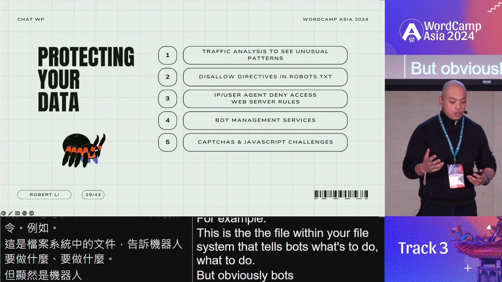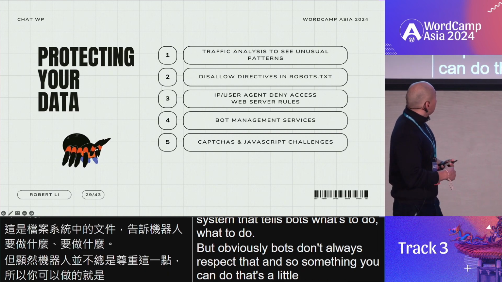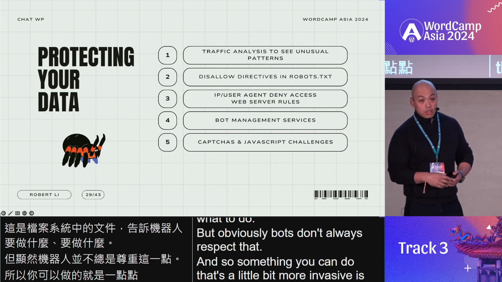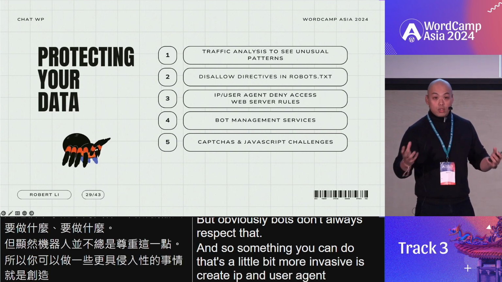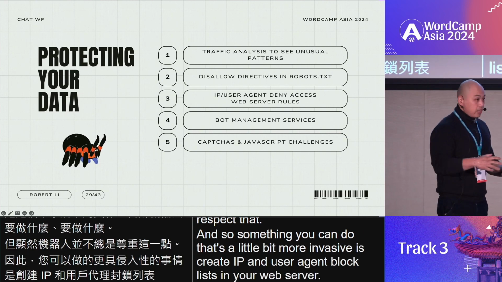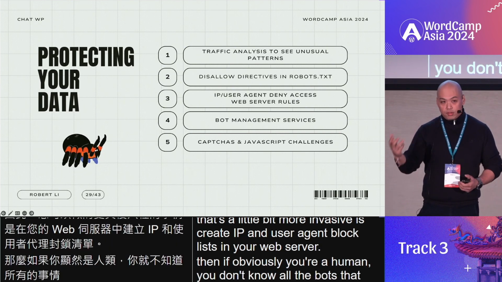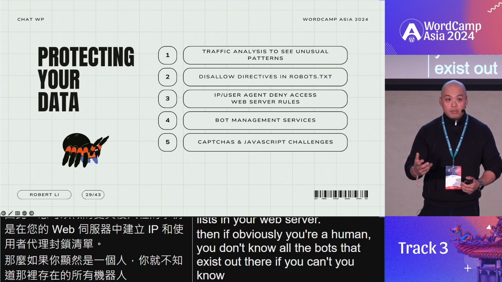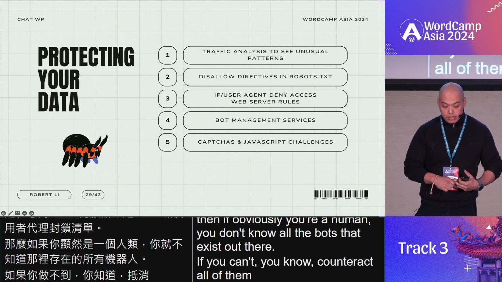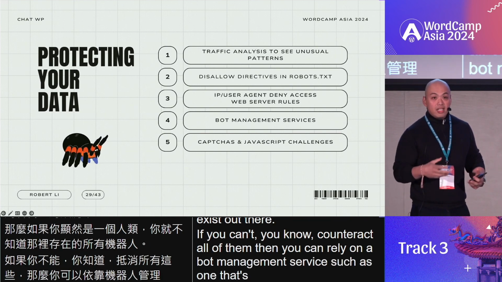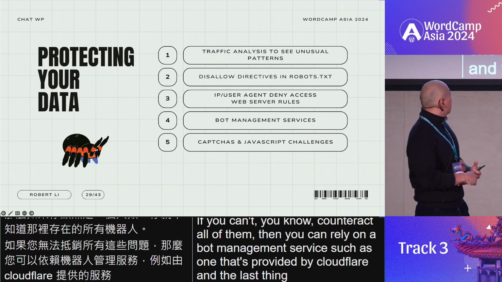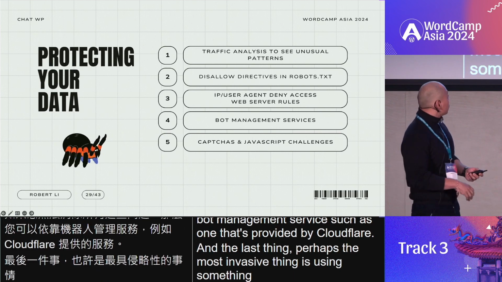And so something you can do that's a little bit more invasive is create IP and user agent block lists in your web server. Then, obviously, you're a human, you don't know all the bots that exist out there. If you can't counteract all of them, then you can rely on a bot management service, such as one provided by Cloudflare. And the last thing, perhaps the most invasive thing, is using something like captchas or JavaScript challenges.